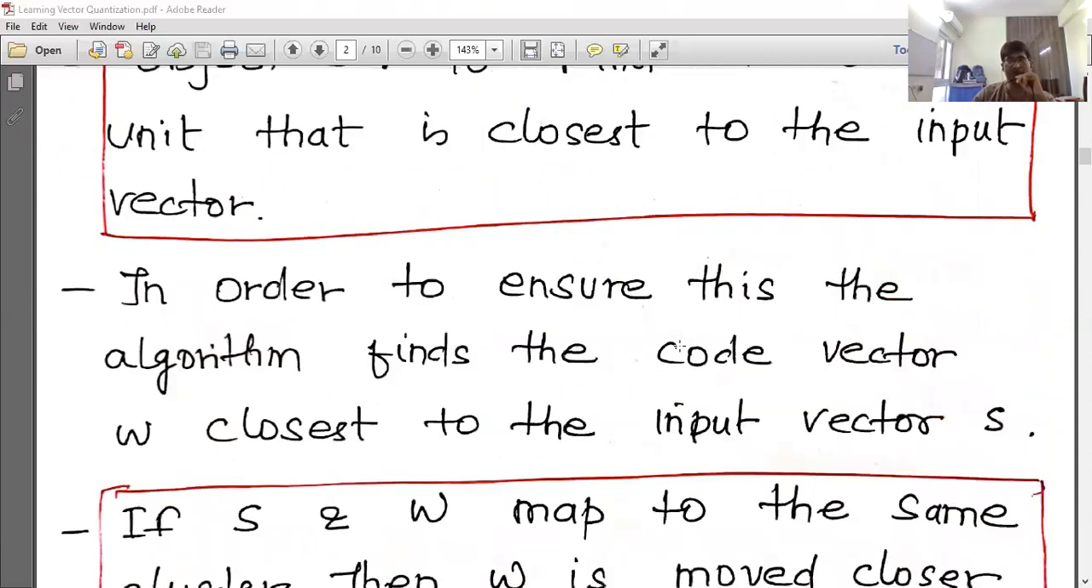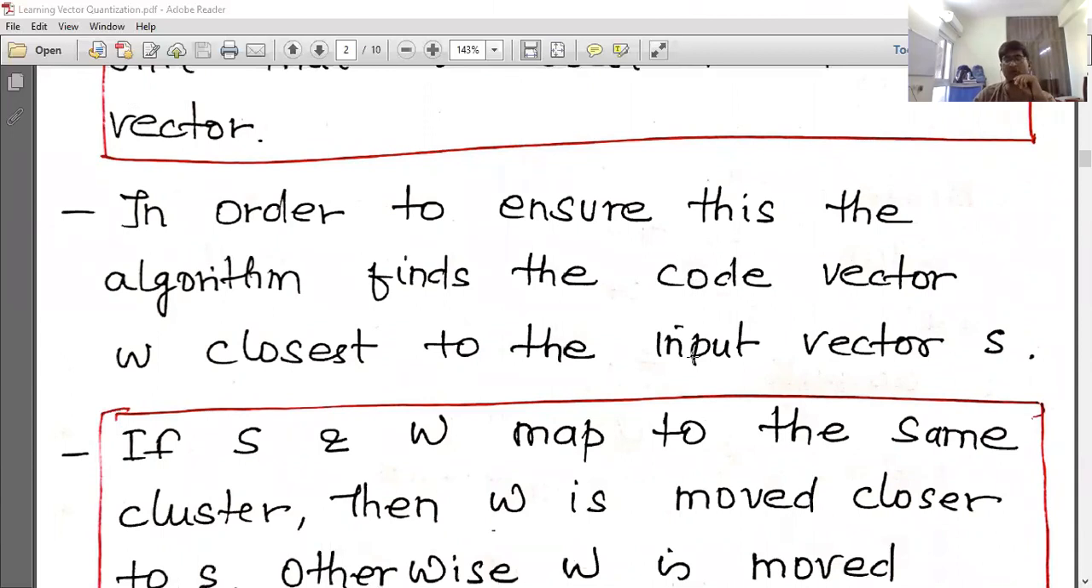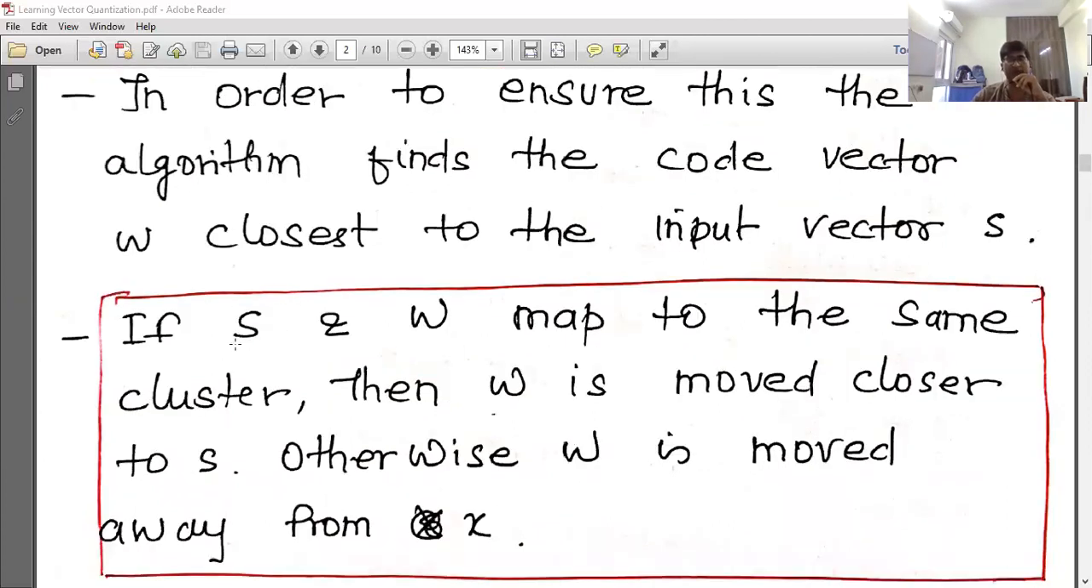Now, in order to ensure that this algorithm finds the code vector, I hope everyone knows the code vector is the exemplar code, right? We'll be talking about it in more detail. So in order to ensure that this algorithm finds a code vector W closest to the input vector, we have to define some means, some criteria, right? Again, the concept remains the same, that we need to look for the closeness between the input vector and the weight vector, right? So suppose I have an input pattern, say S, and the code vector or the weight matrix W.